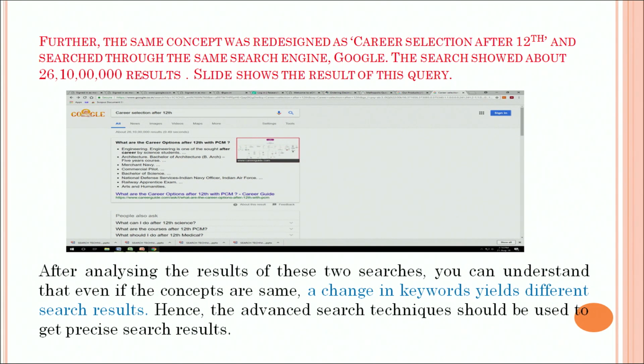After analyzing the results of these two searches, you can understand that even if the concepts are the same, the change in keywords yields different search results. Hence, advanced search techniques should be used to get precise results.